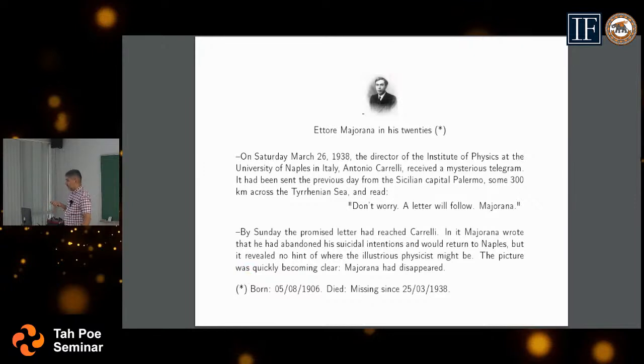This was on Saturday. The promised letter reached Carrelli, in which Majorana wrote, I have abandoned suicidal intentions. I will return to Napoli. But it doesn't reveal where this guy could be. Where this illustrious physicist might be. The picture was clear: Majorana had disappeared. This was 25 March 1938.